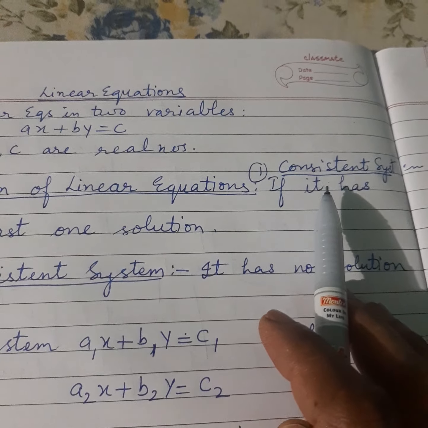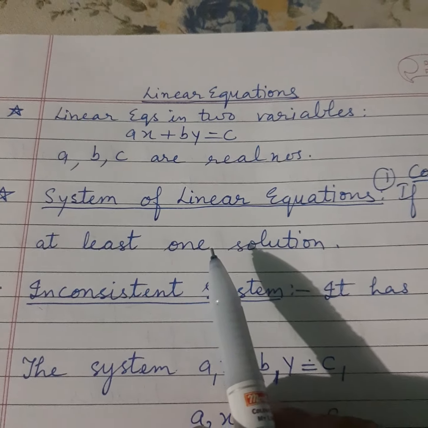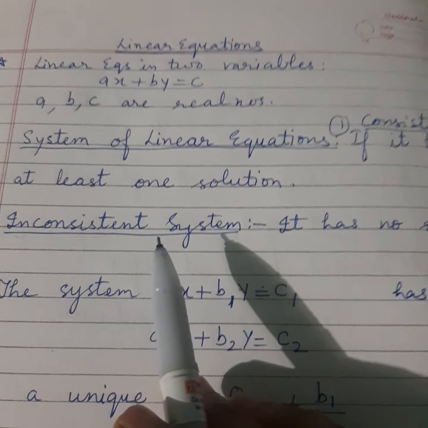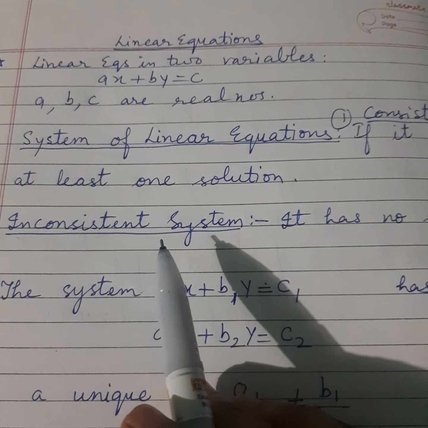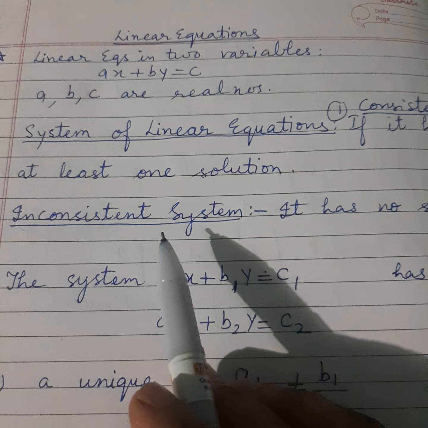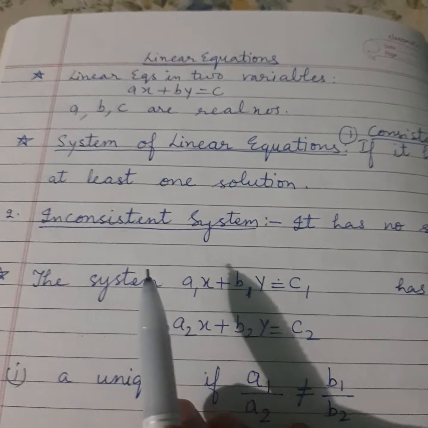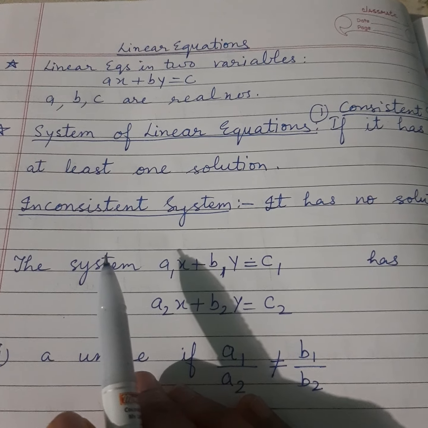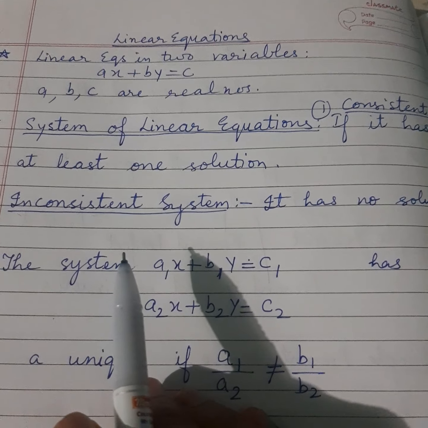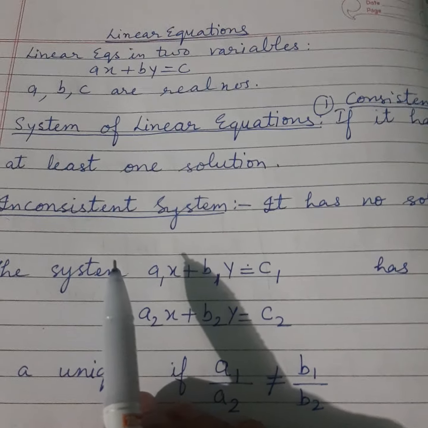So what is a consistent system? If any system has at least one solution, then it is a consistent system. Solution means answer. For the variables, you get the value. That is the solution. Now, if the system of equations has no solution, then it is an inconsistent system. So if you don't get the values for x and y or z variables, then it is an inconsistent system.